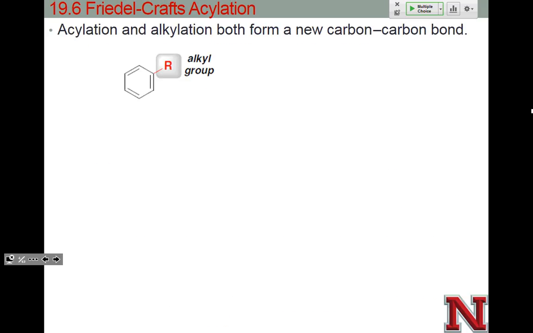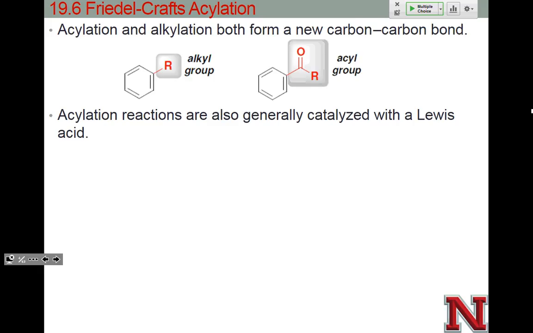If we don't want to do an alkylation, we can also do an acylation. So an acyl group is basically putting on a ketone. Your acyl group is your C double bond O. And then we'll end up with a ketone or an aldehyde at the end. Typically, this is going to be a ketone and not an aldehyde, but technically it could happen with there being a hydrogen. So this reaction is very similar.